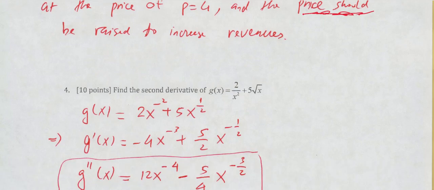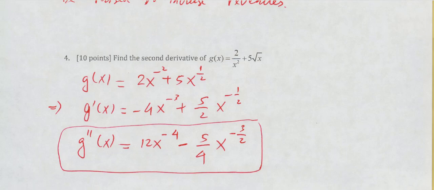The next question, finding the second derivative of 2 over x squared plus 5 square root of 5x. Now, to find the second derivative, all we have to do is find the first one first, and then take another derivative to get to the second one. Now, for the original function, I can use the power rule by just rewriting the bottom x squared, moving it to the top, putting the negative on the exponent. The square root becomes the power of 1/2. Now we can use the power rule.